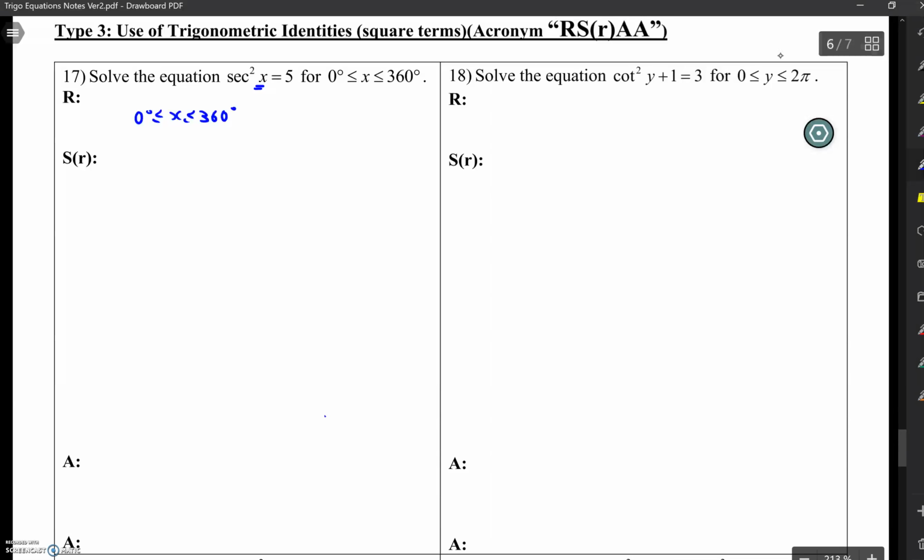Okay, so now step number 2, we will need to find the reference angle. For reference angle by itself, we always need to find cos x equals to something, sin x equals to something, or tangent x equals to something. So for this case, I need to make sure I can change secant to become cos, tangent, or sine. Secant square x, we know that it's just equals to 1 over cosine square x.